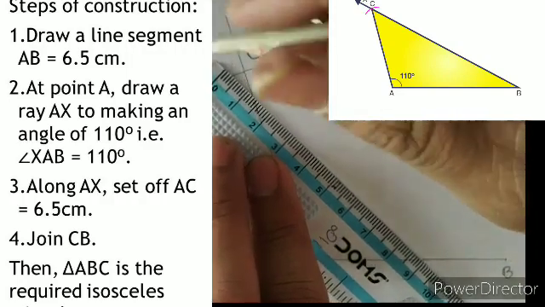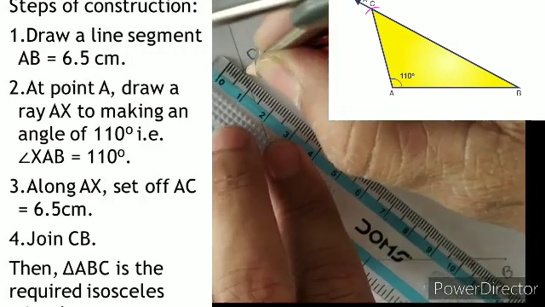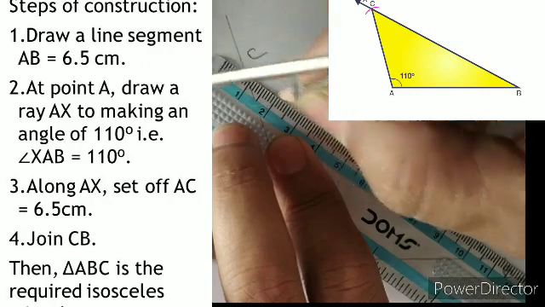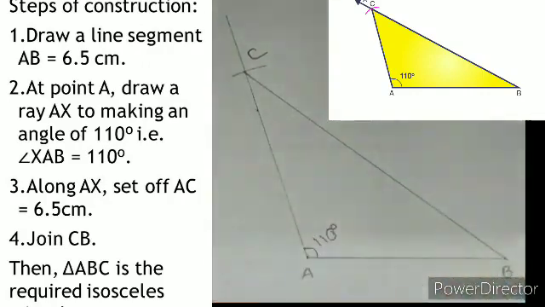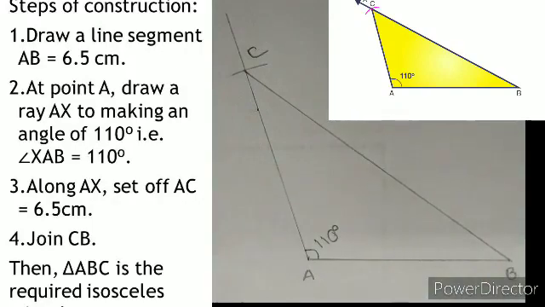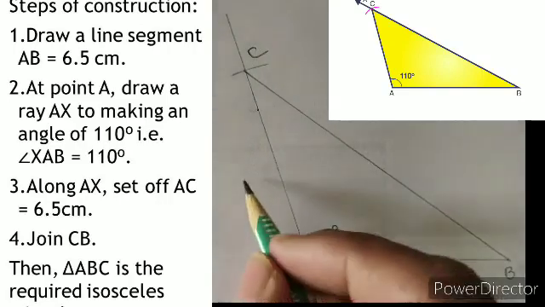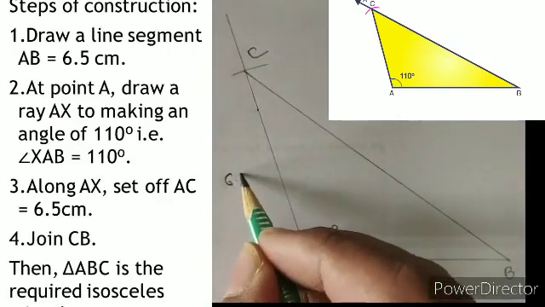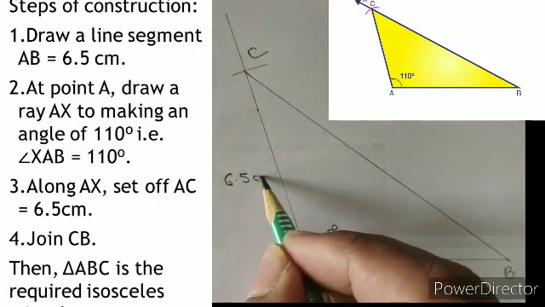This is SAS triangle construction. Length of two sides and one included angle is given here. So this way you can construct the given triangle. Okay, write this side length 6.5 centimeter. Again AC 6.5 centimeter.